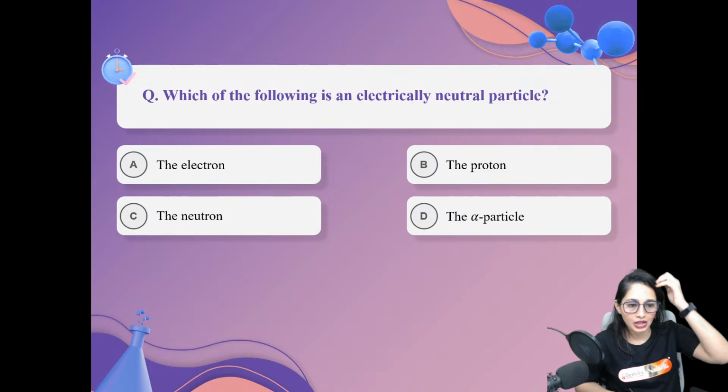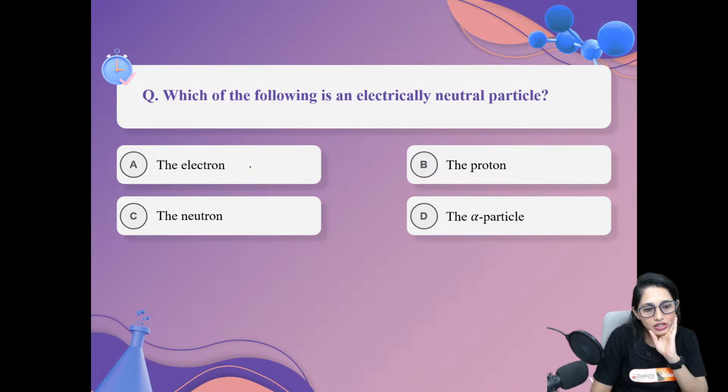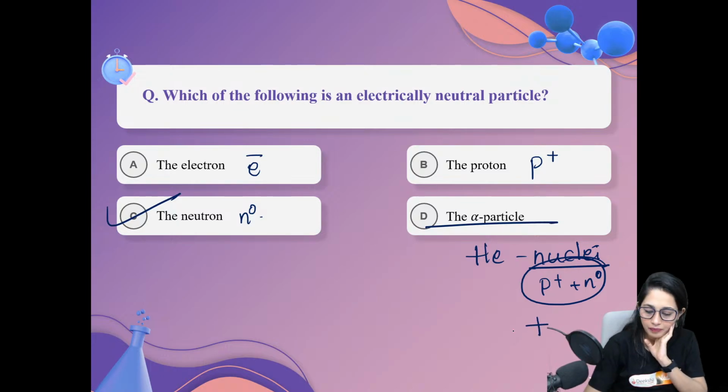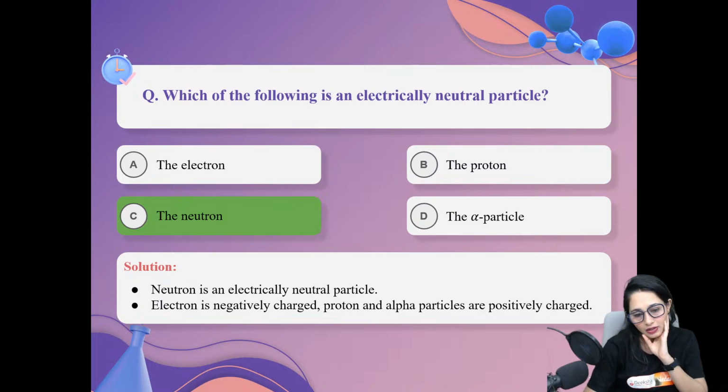Yep. Electron is negatively charged, proton is positively charged, neutron is neutral in nature. What about alpha particles? Alpha particles are nothing but helium nuclei. Helium nuclei means the nucleus has protons and neutrons. So, what's going to be the charge? Plus charge. Okay, option C is the right answer.